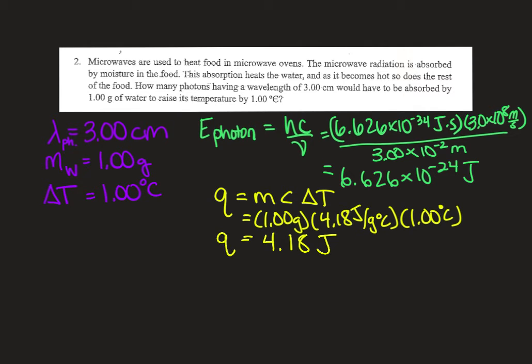Remember though, Q is also equal to energy, okay? So the question's asking for how many photons. So here we have total energy, and then up here we have energy per photon. So the last piece is just going to be putting that information together. We'll do dimensional analysis. We'll start with our total energy, 4.18 joules. We know we need joules on the bottom of the next fraction. Oh, well, we can go from joules to photons.